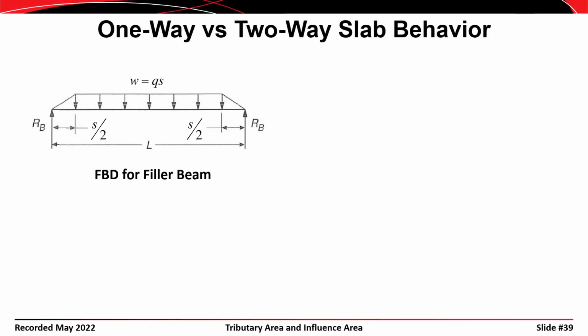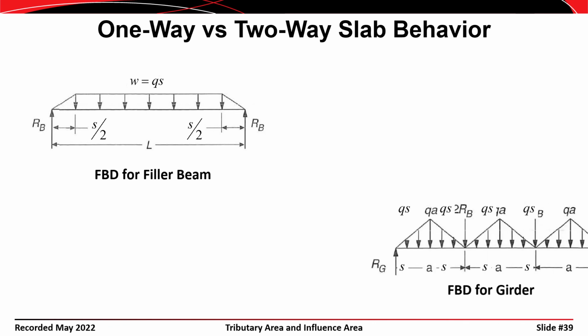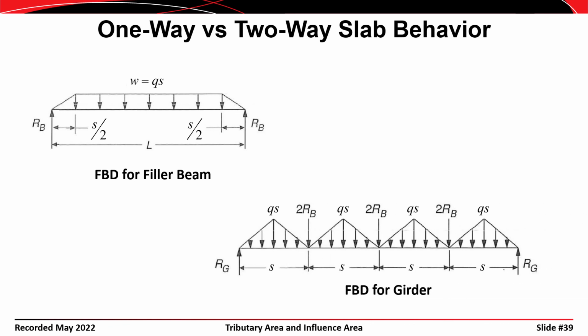So shown here on the left is a free body diagram for the filler beams. And you can see that there's a uniformly distributed load over most of the beam, but at the ends, the load tapers away to zero where the girders pick it up because of the two-way action of the slab. If we look here on the right at the free body diagram of the girder, then the girder loading is even more complicated yet. So you end up with triangular shaped loading for the distributed load that the girder carries directly from the slab, and then you have the reactions from the floor beams coming into play as well.